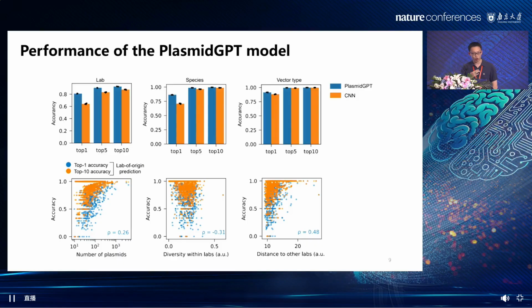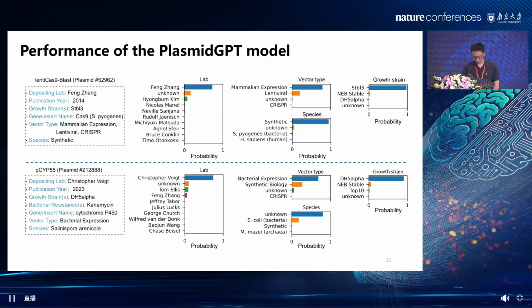So here's the performance of our model. We benchmark the performance of our plasmid GPT model against CNN models and also other existing models like plasmid Hawk. And we found our model shows improved performance. We also look at the lab origin prediction and what factor determines the accuracy for this task, whether it is related to the number of plasmids from one lab or whether it is related to the diversity of plasmids from one lab. So it's on the bottom.